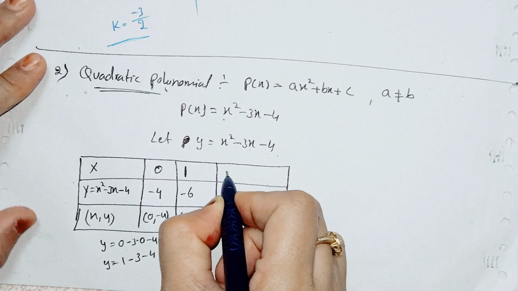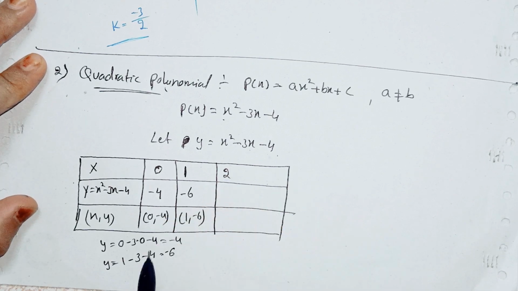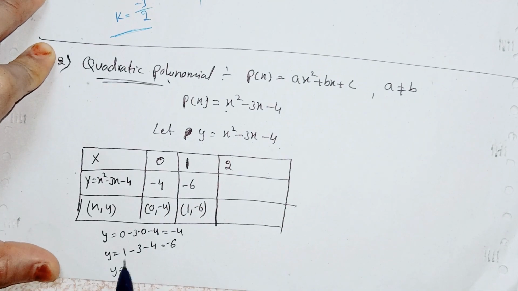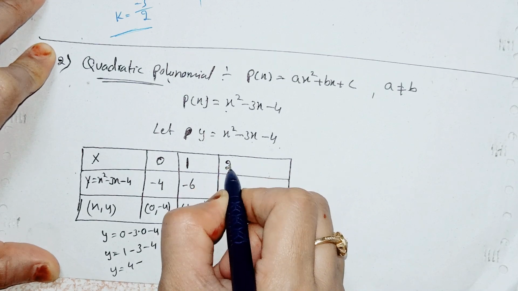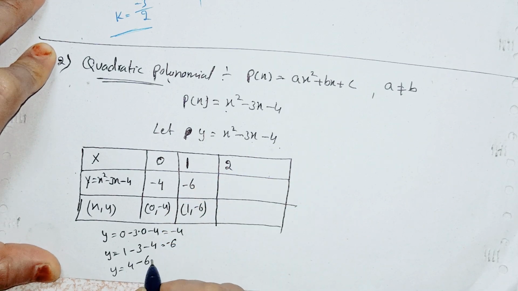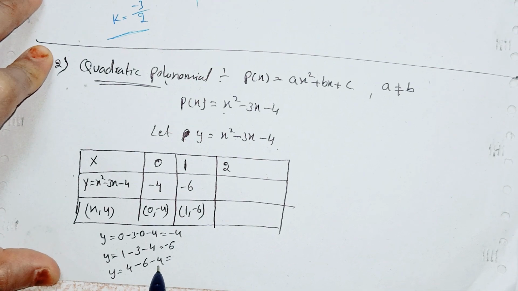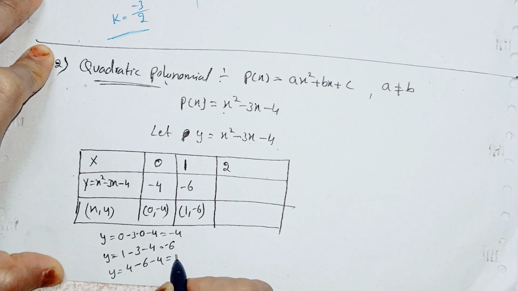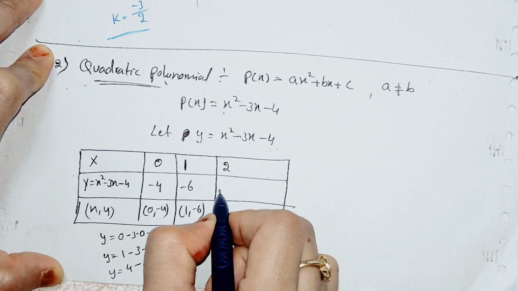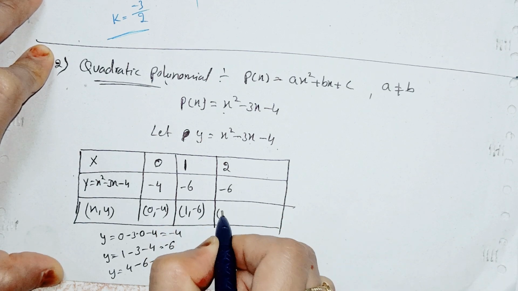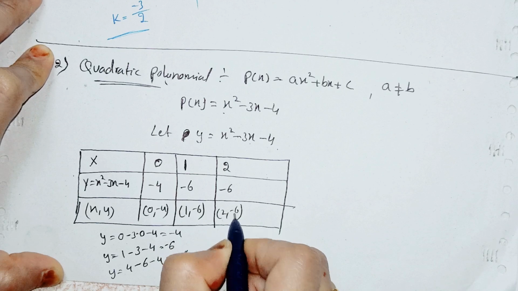If I take 2, then y equal to 2 square means 4, minus 3 into 2, which is 6, minus 4. So 4 minus 6 minus 4 is minus 6 again. If I take 2 also, I am getting minus 6. So the point is 2 comma minus 6.